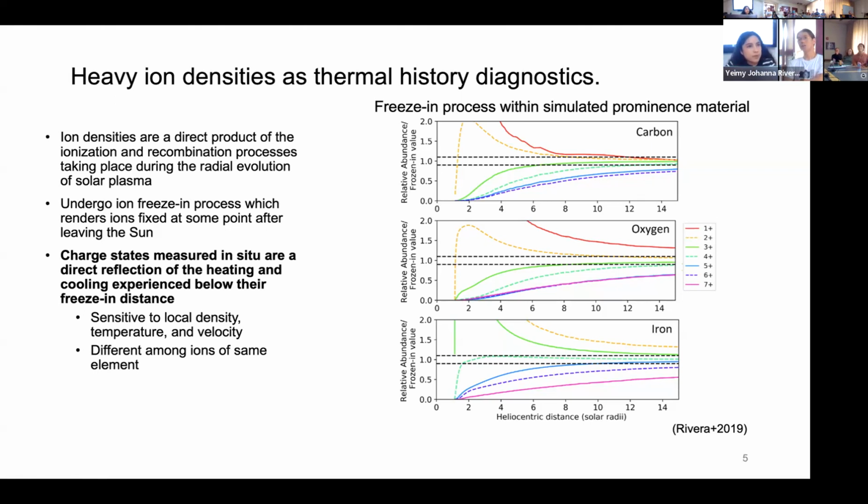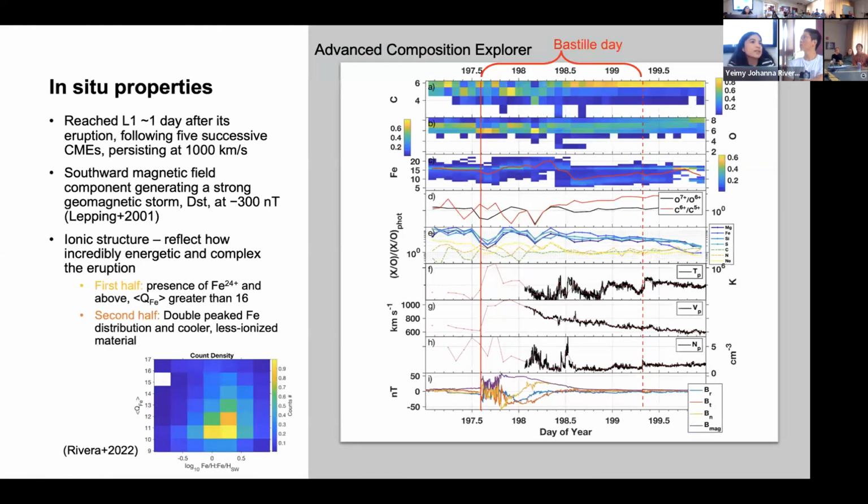And so what you end up with are these charge states that are directly reflective of the heating and cooling happening up to its freezing point. So in this case, up to 15 solar radii, you get the thermodynamic evolution of the plasma really imprinted in the charge states that you measure anywhere in the heliosphere, right? After they've undergone that freeze-in process, you can measure them anywhere in the heliosphere and they won't change, right? The relative abundances won't change.